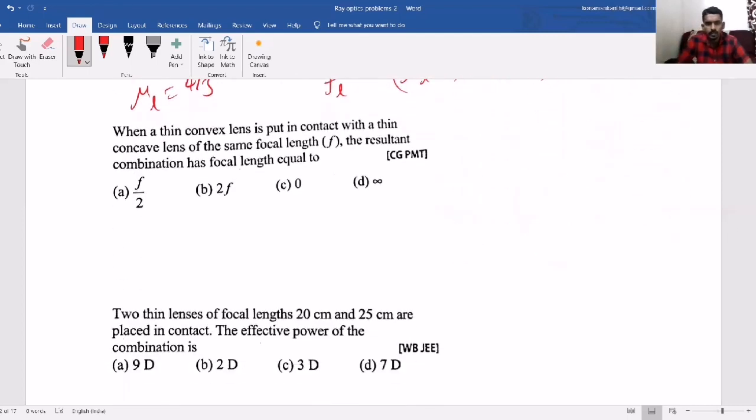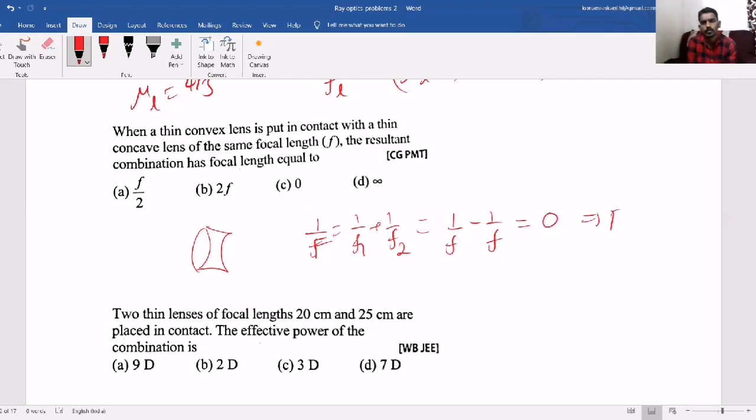In a similar way, we have also seen when lenses are kept in contact. Here, a thin concave lens of some focal length and a convex lens are put in contact. So one convex lens and one concave lens. Now the resultant becomes 1 by capital F equal to 1 by F1 plus 1 by F2. But here both have the same focal length. But convex means plus, concave means minus. So 1 by F becomes 0, so F becomes 1 by 0, or something by 0. How much is that? Infinity.